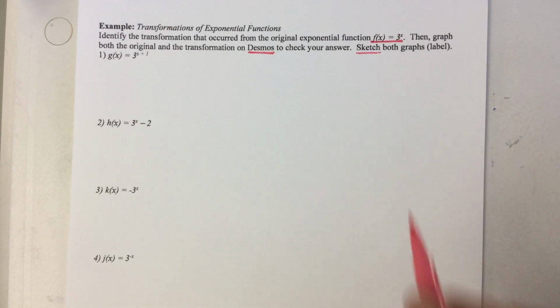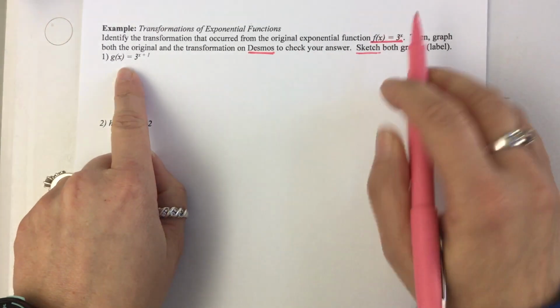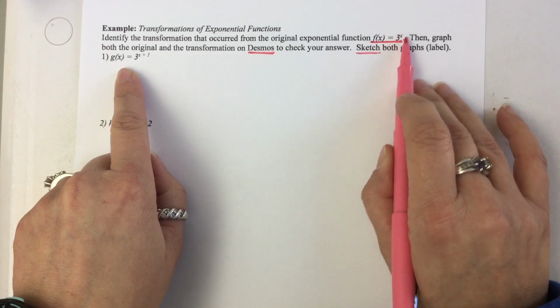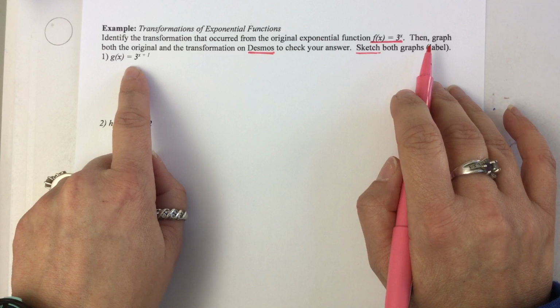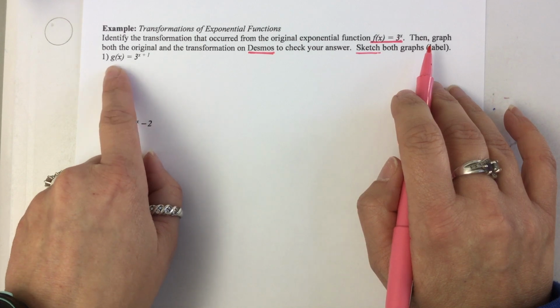And by label, when I look at the first one, what I get for 3 to the power of x, I will label as f of x. What I get when I graph 3 to the power of x plus 1, I will label that g of x. That's all we have to do for labeling.